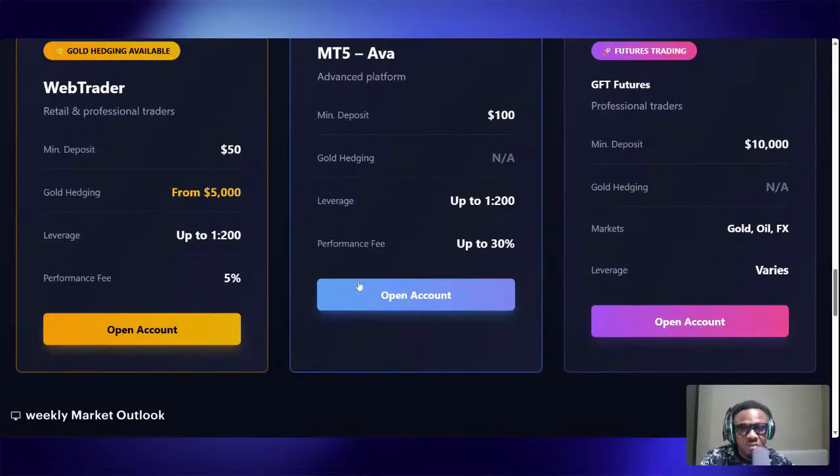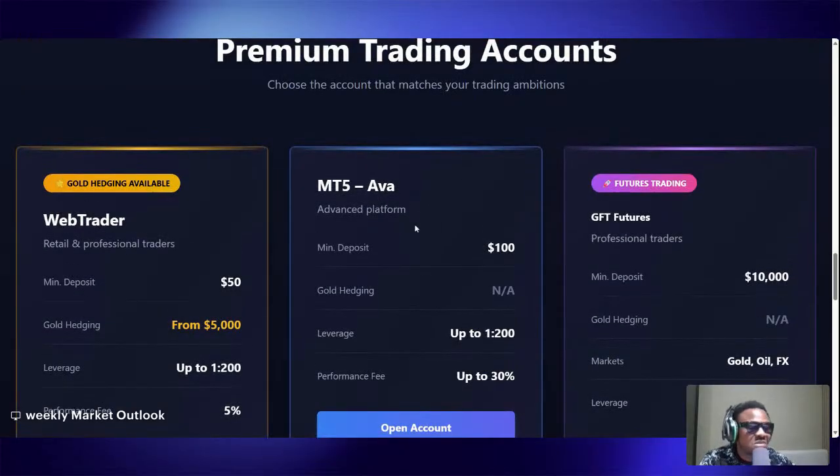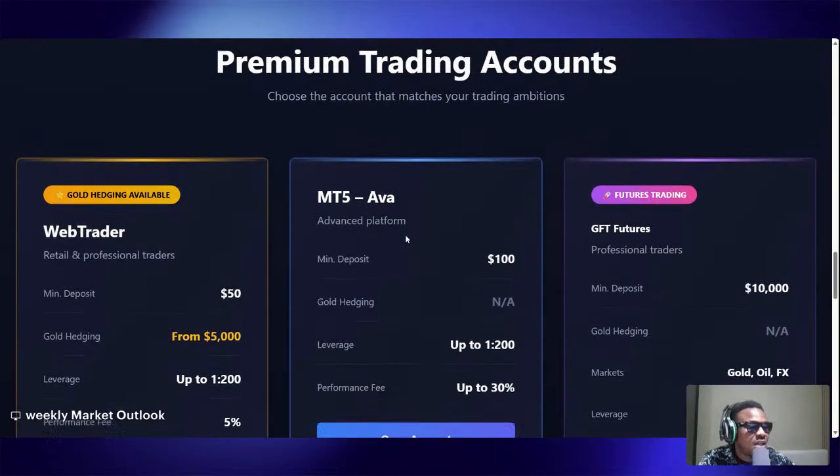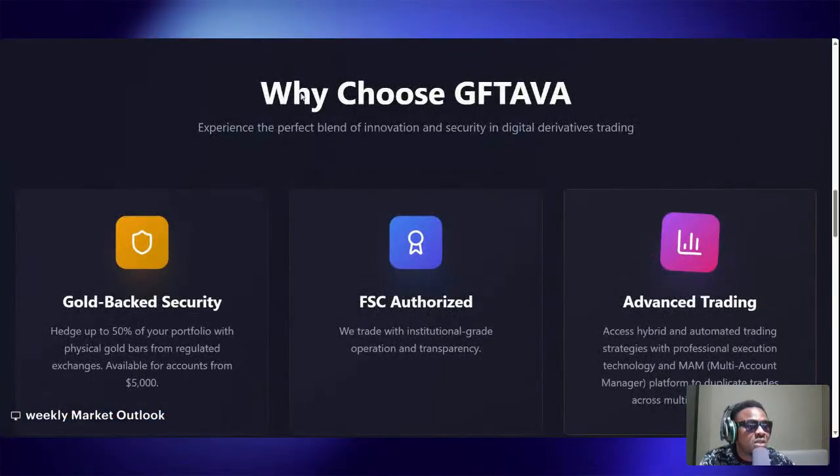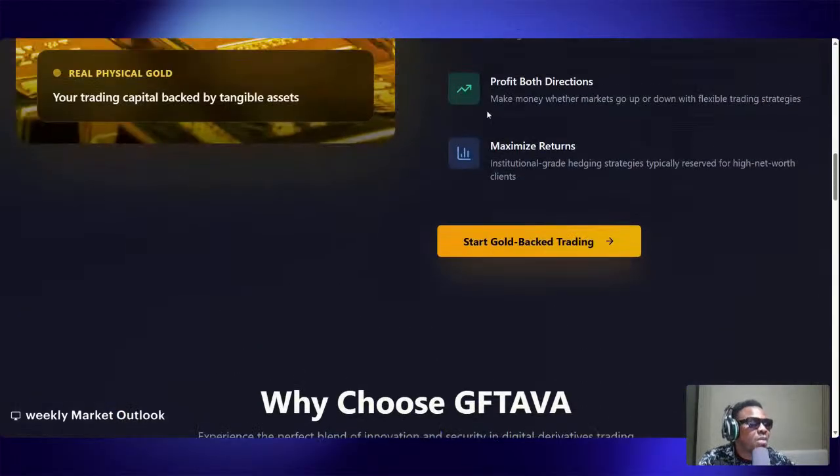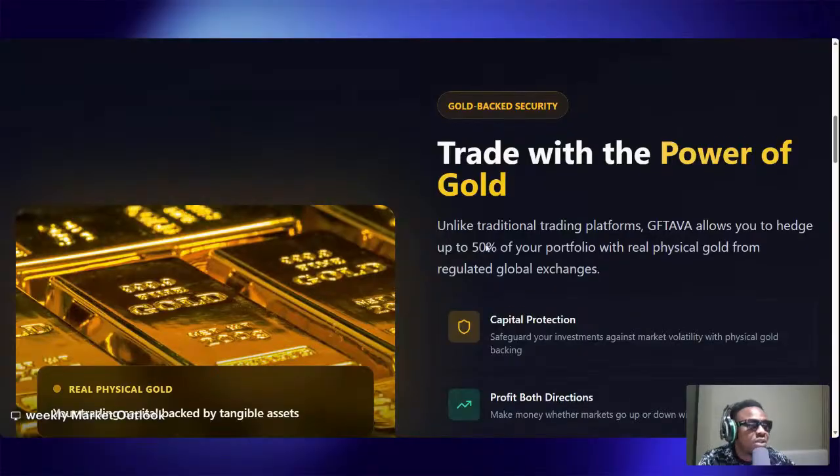AvaTrade has a lot of regulations, more than 15 licenses, and everything is properly done. I'm not trying to promote them because they didn't pay me. Let me disclaim it now. If they fully pay me, I can stand my ground to promote them properly.